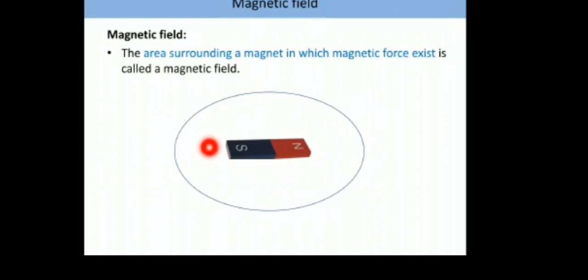If we keep some metal objects in this region, then it will attract. But if we keep something outside the boundary, it will not. This is the boundary. Boundary means this is where, surrounding a magnet, the magnetic force of attraction is 0. After this boundary, if we place something, it will not attract anything. This is known as a magnetic field: the area or region surrounding a magnet in which, if some metal object is kept, it will attract.